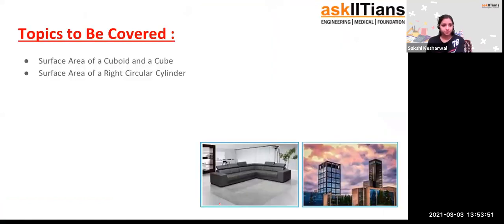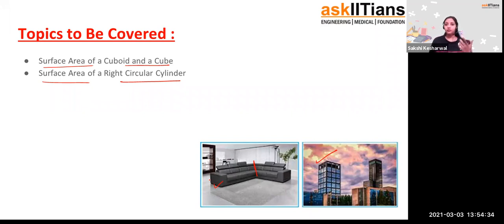So let's get started. What topics will we be covering? These are topics we have already learned in class 8th: the surface area of a cube and cuboid and the surface area of a right circular cylinder. We have already done this, so we can be a little fast and jump to the questions. You can see the images here, the building. The building is in the shape of a cuboid, right? Like the sofa, if you make a cut from here, it is like we took two cuboids and joined them. We have given the design, but actually when we started making it, it was a cuboid, right? So these are the things we have in our day-to-day life.